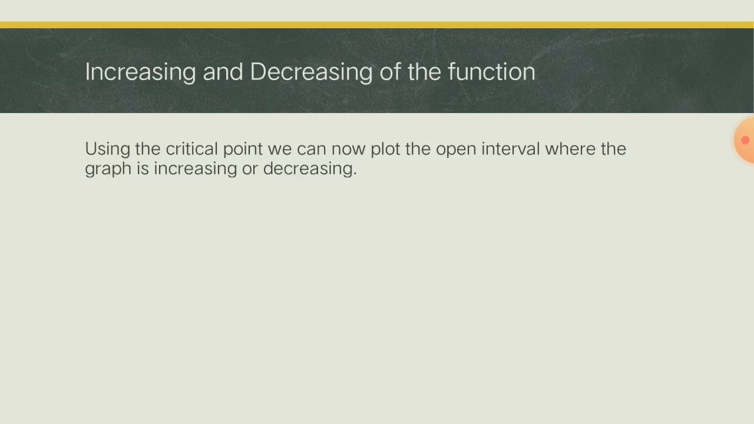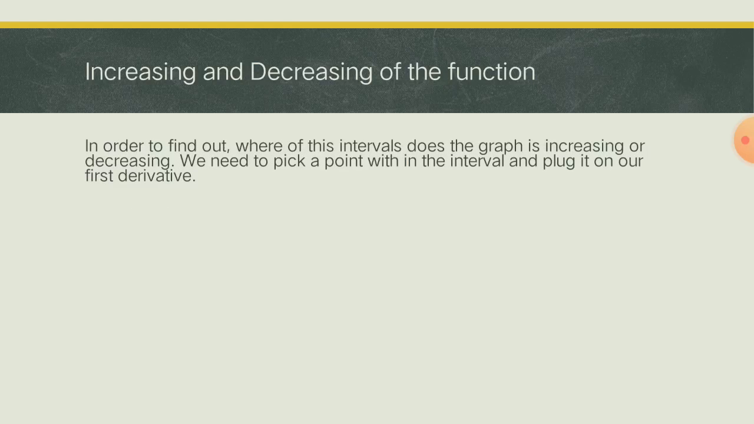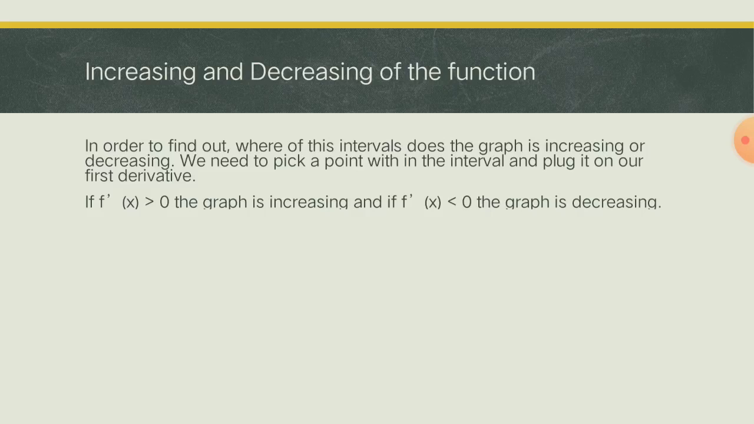Using these critical points, we can now plot the open intervals where the graph is increasing or decreasing. So here are the open intervals: from negative infinity up to negative 3, from negative 3 to negative 1, and from negative 1 to positive infinity. But in order to find out where in these intervals the graph is increasing or decreasing, we need to pick a point within the interval and plug it into our first derivative. But here's what you need to know first.